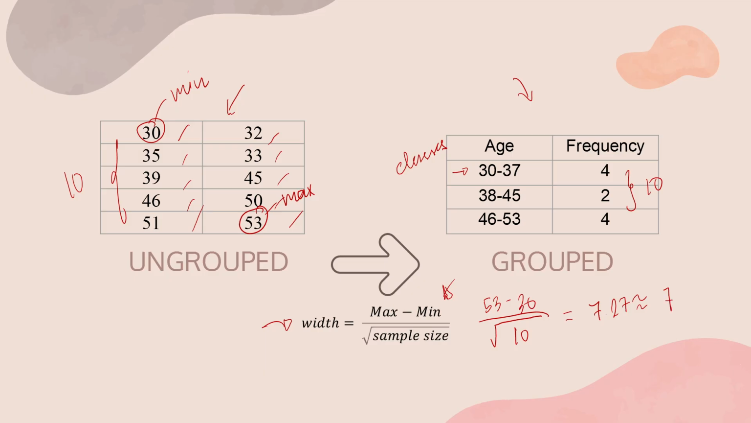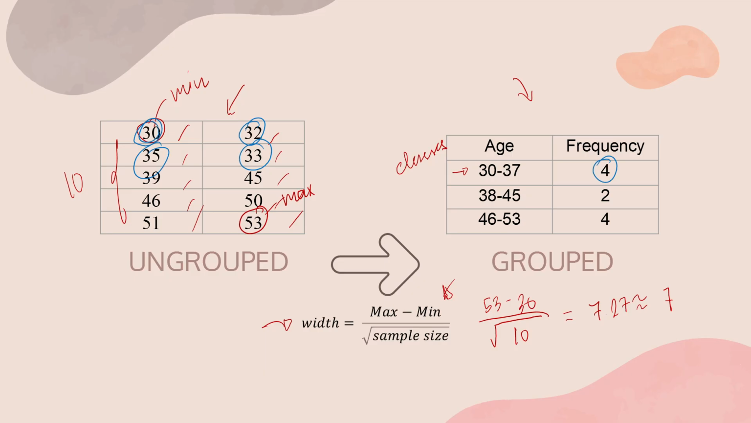So 37 minus 30 would give us 7. 45 minus 38 again would give us 7. 53 minus 46 would give us again 7. Okay. And then the next thing we need to do is to count the observations that fall within that class width. So in this case, we're going to count how many observations fall between 30 and 37. So you have 1, 2, 3, and 4. So we have 4.